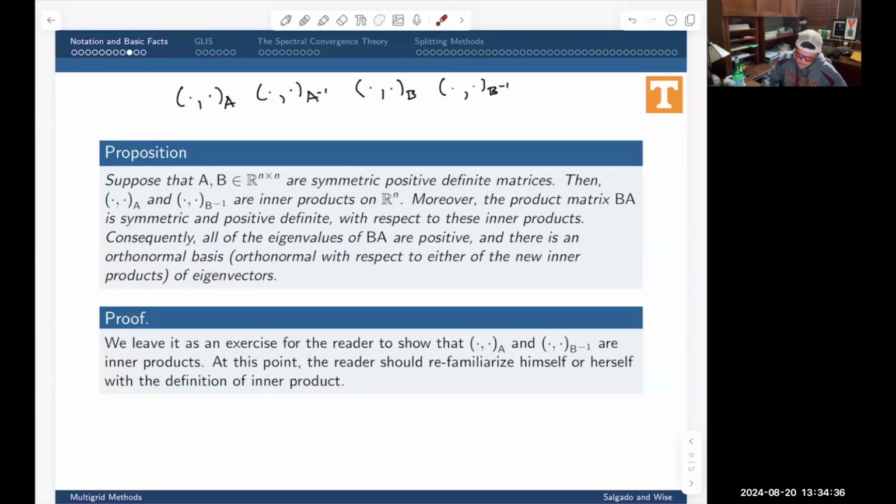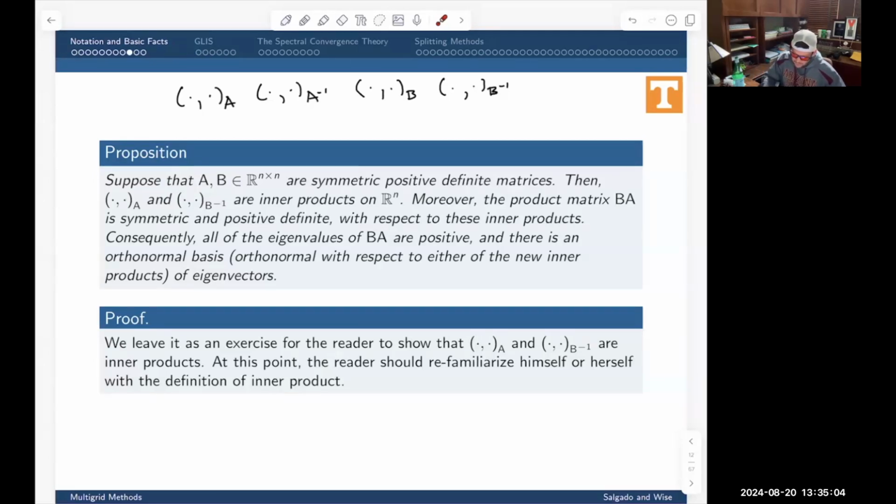But the thing is, I'm really only interested in these two. So they're both inner products. This should probably even be a theorem, I guess. Moreover, the product matrix BA is symmetric and positive definite with respect to either of these two inner products, but not necessarily the Euclidean inner product.